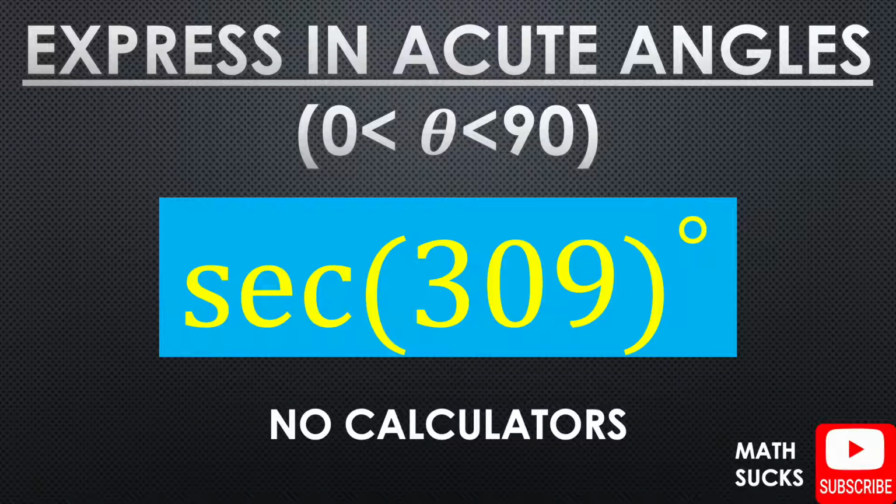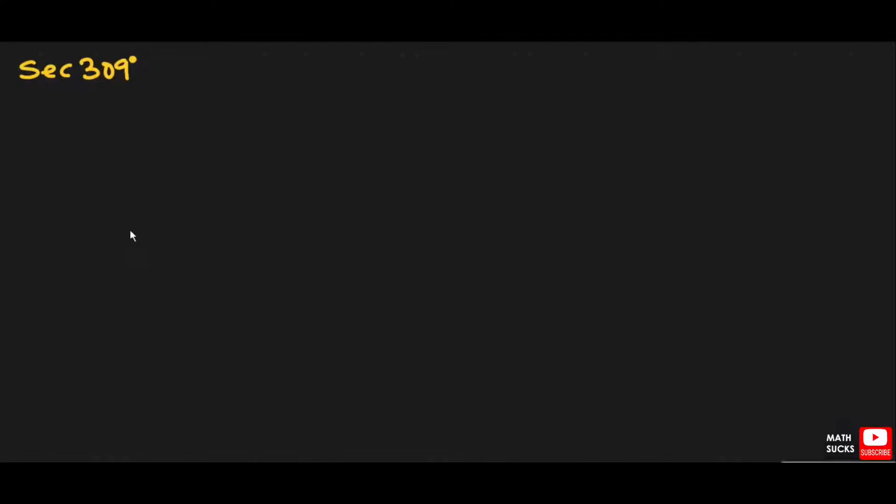In this video, I'm going to show you how we can convert sec of 309 to sec of an acute angle. So first things first, we need to understand what is sec. Sec of an angle is the same as 1 over cosine of an angle, right? And again, what is an acute angle? An acute angle is that angle that is in between 0 and 90 degrees. So any angle in between this range can be considered to be an acute angle.